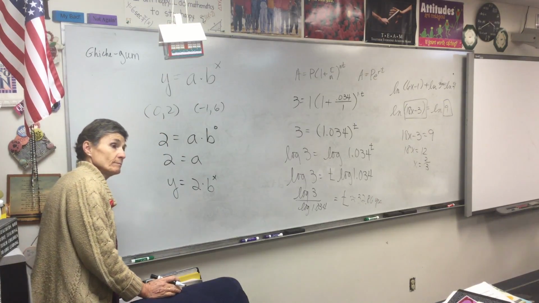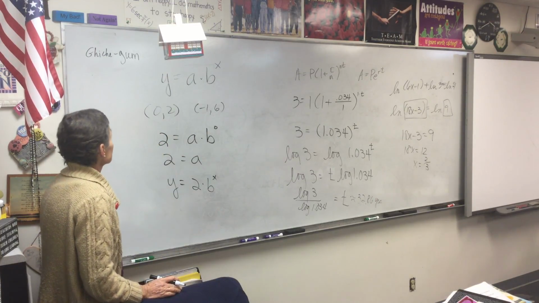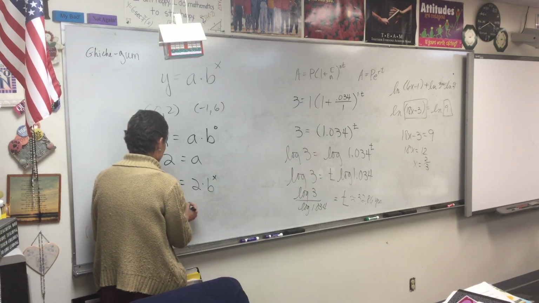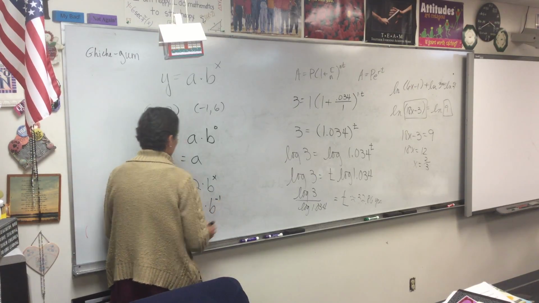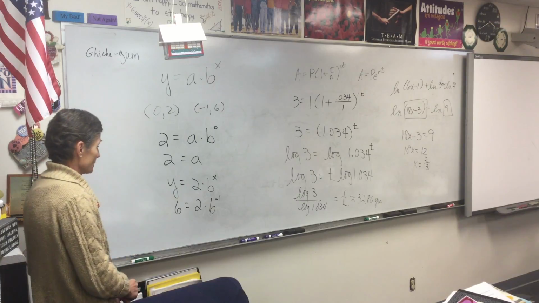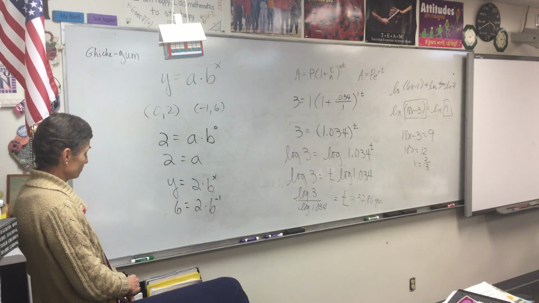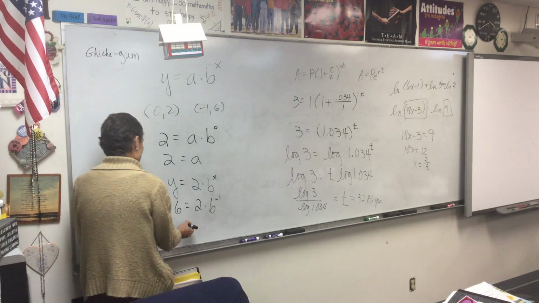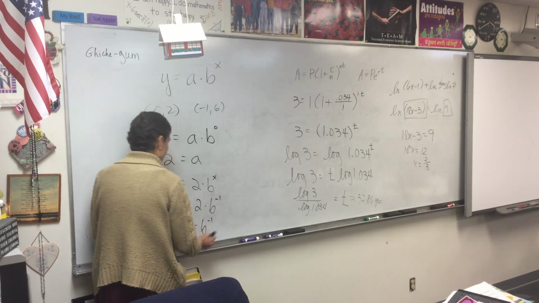Alright, so then what? So then we put in our other point. So 6 equals 2 times b to the -1st. How do you solve that? Divide by 2. So 3 equals b to the -1st.